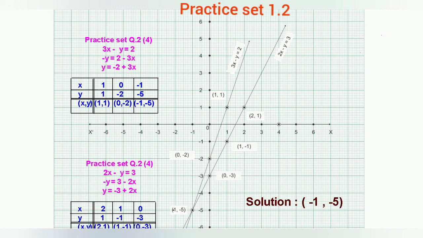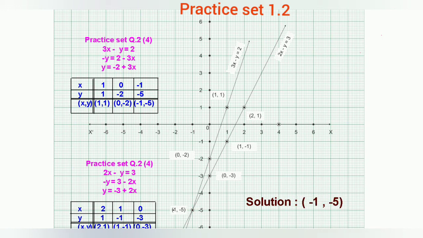Similarly 2x minus y equal to 3. Again convert it into the form y equal to minus 3 plus 2x. Here we'll put the values of x, that is 2, 1, 0, and then we'll get the values of y also. Now you can plot these three points on graph paper: 2, 1, then 1, minus 1, and here it is 0, minus 3. So this is the common solution, that is, the solution of the given example is minus 1, minus 5.